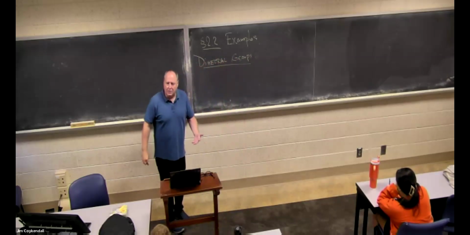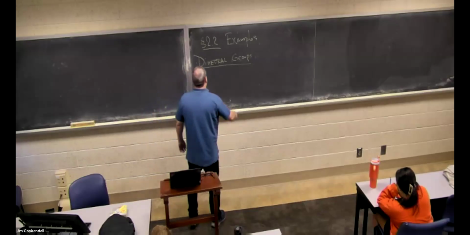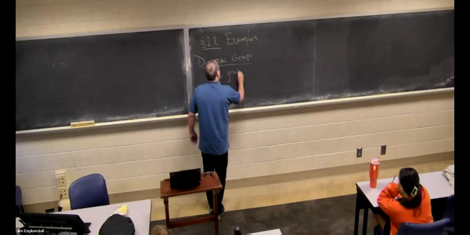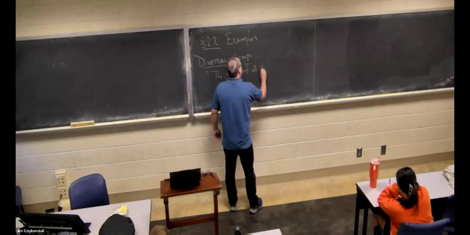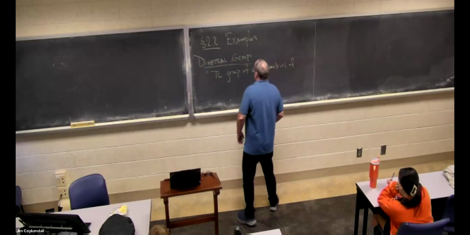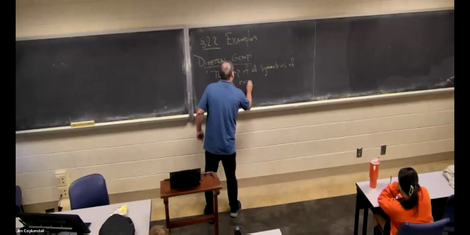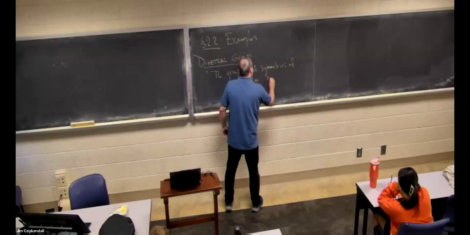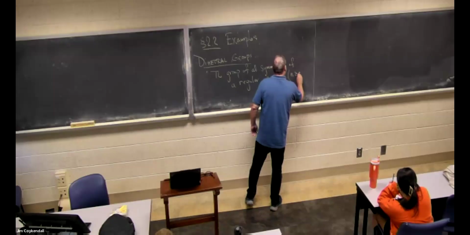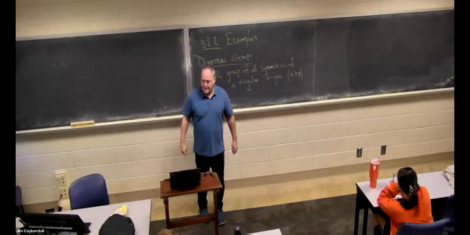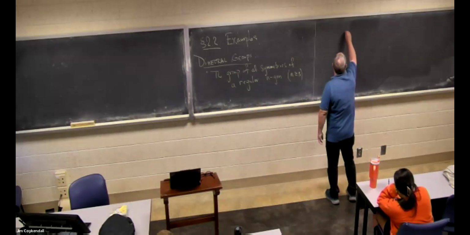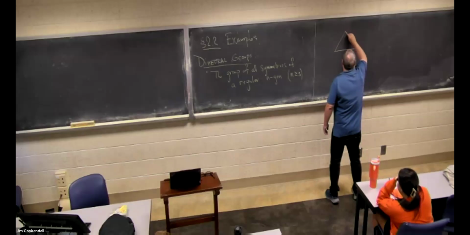So geometrically, we do this group this way. This is symmetries of a regular polygon. So let me tell you what I mean by this. I'll start with a couple of simple examples.